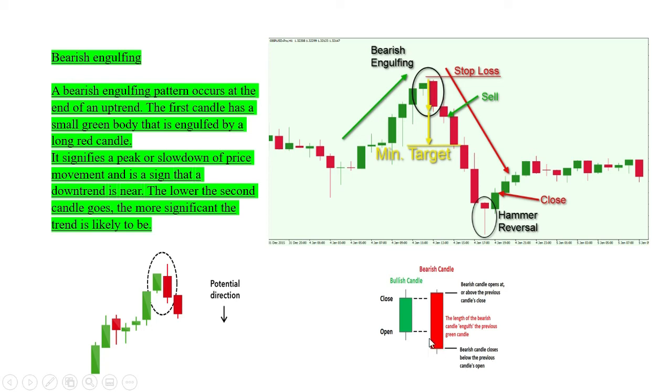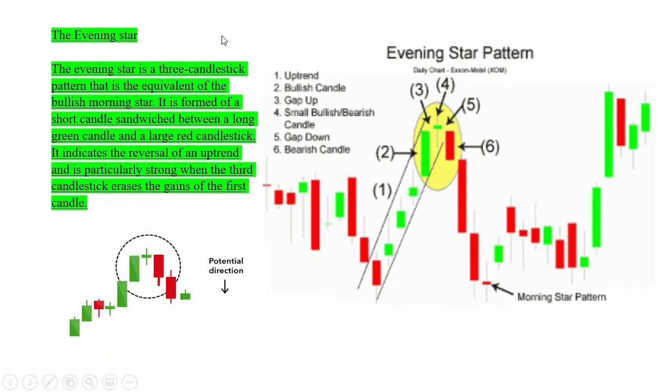So basically it closed below the previous candle's close, which is what we needed. Let's move on to the next one. The evening star. The evening star is a 3 candlestick pattern that is equivalent of the bullish morning star. It is formed of a short candle sandwiched between a long green candle and a large red candlestick. It indicates the reversal of an uptrend and is particularly strong when the third candle erases the gains of the first candle. So, like I said, let's look at this chart.